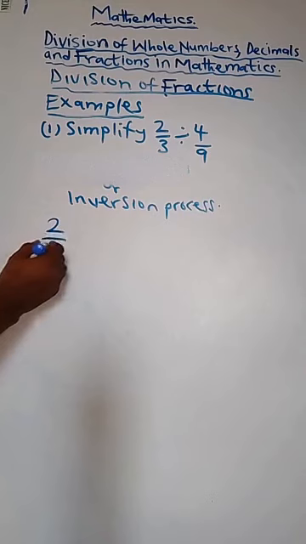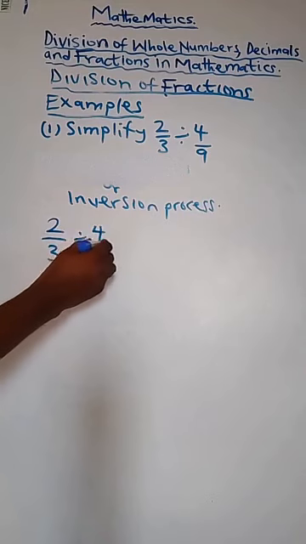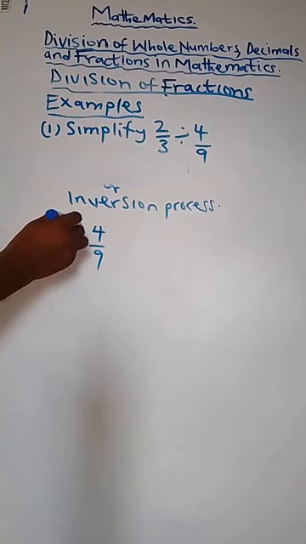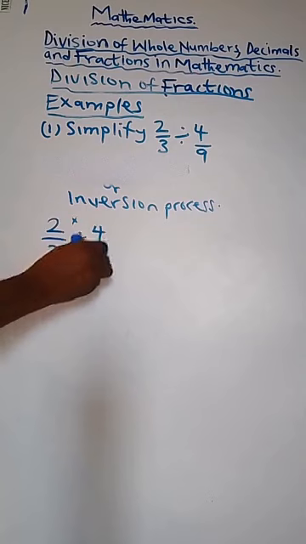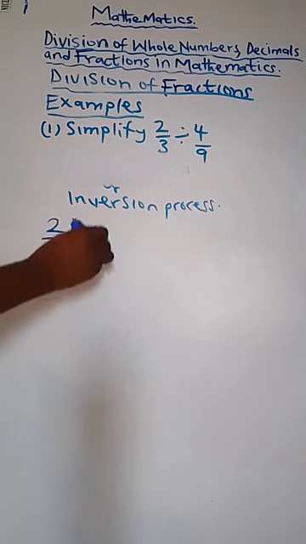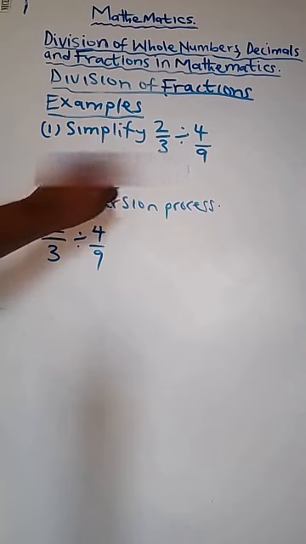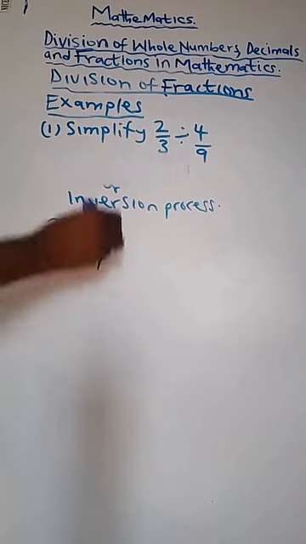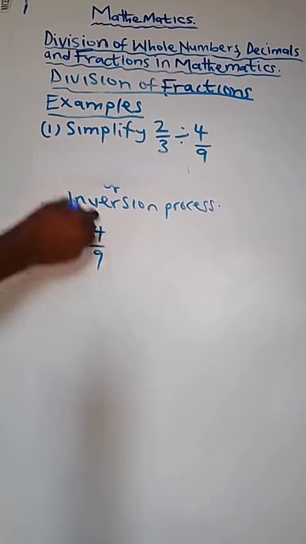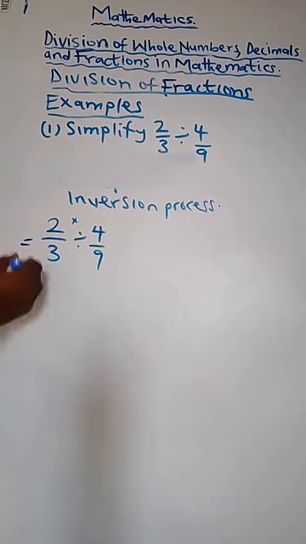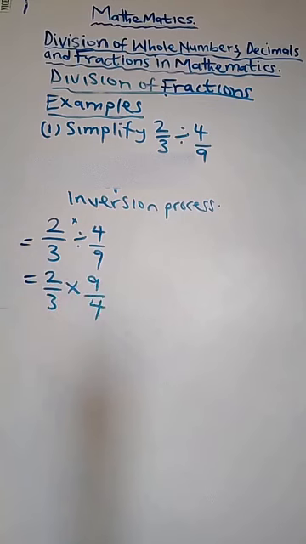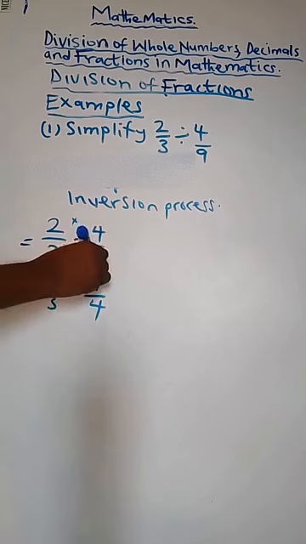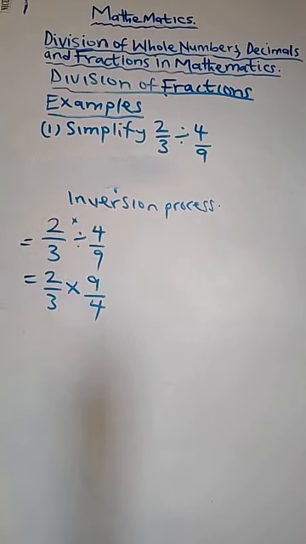Now, we have 2 over 3 divided by 4 over 9. For us to be able to do this successfully, this division sign has to change to a multiplication sign. Then the number behind the division sign will undergo either the reciprocal process or inversion process. That is, the number below will go up and the number at the top will come down. So this will now be 2 over 3 times 9 over 4. That is what we mean by either reciprocal process or inversion process. Meaning the denominator will become the numerator, while the numerator will become the denominator.